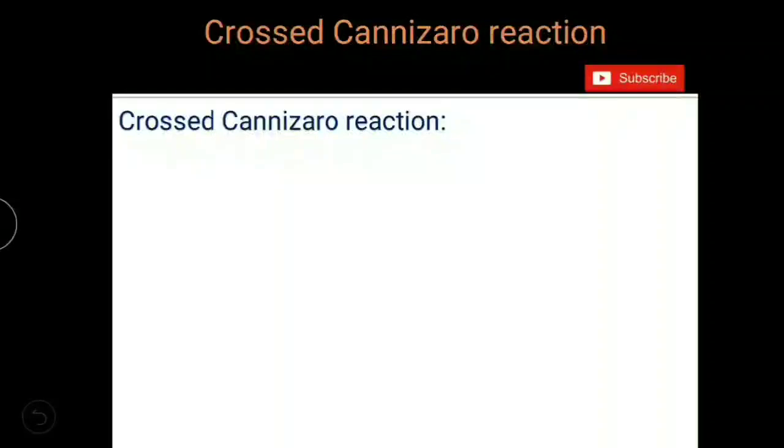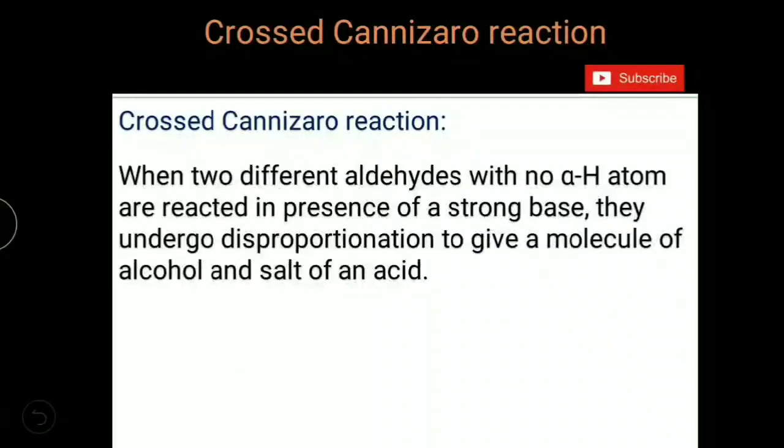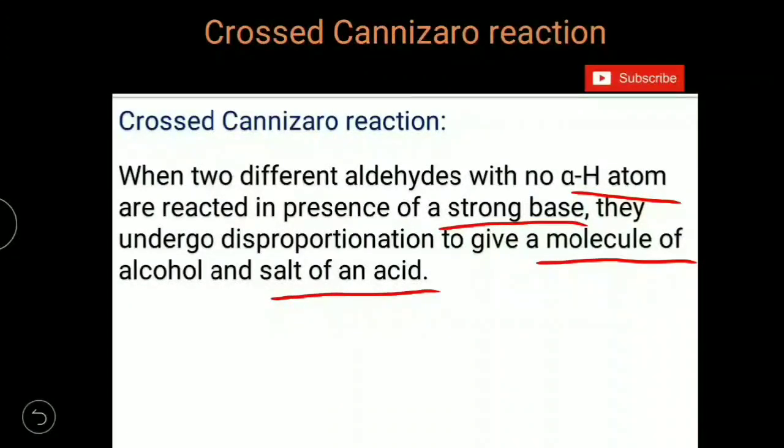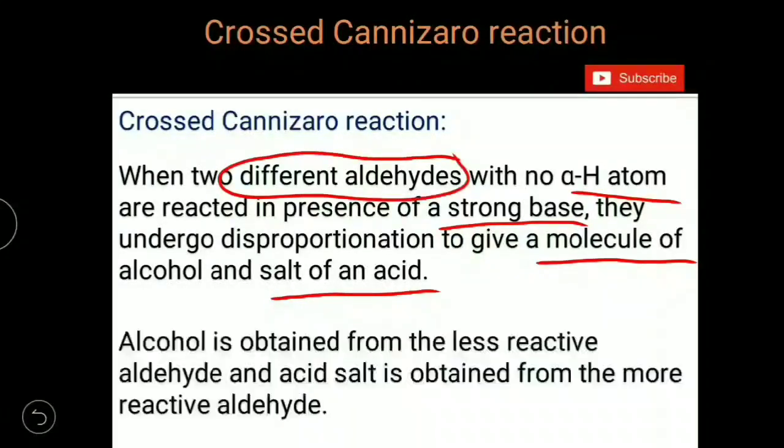Let us see what is crossed Cannizzaro reaction. When two different aldehydes with no alpha hydrogen atom are reacted in presence of a strong base, they undergo disproportionation to give a molecule of alcohol and a salt of an acid. This is called crossed Cannizzaro reaction. We need different aldehydes. Alcohol is obtained from less reactive aldehyde and acid salt is obtained from more reactive aldehyde.